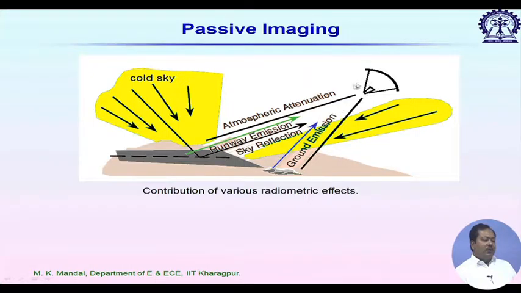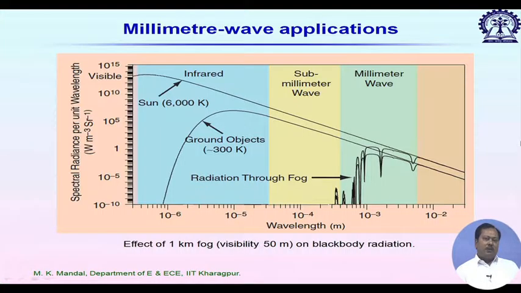Now, we can scan this object, and thus we can form a two-dimensional image, and since we are not using any source, it is a passive imaging, an example of passive imaging. Now, why millimeter wave? Already millimeter wave components are very expensive. Already we have this type of imaging system available at visible light, even at infrared frequency. Then what is the need of millimeter wave imaging?